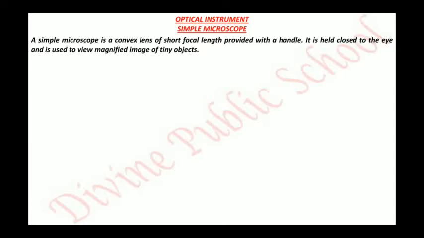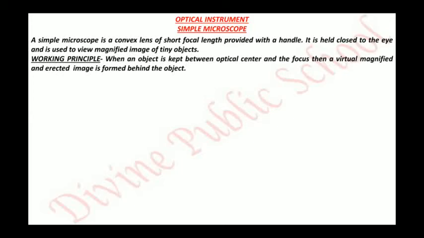What is the working principle of a simple microscope? When an object is kept between the optical center and focus of a convex lens, then a virtual, magnified and erect image is formed behind the object. So this is the working principle of the simple microscope. We have two cases to study.